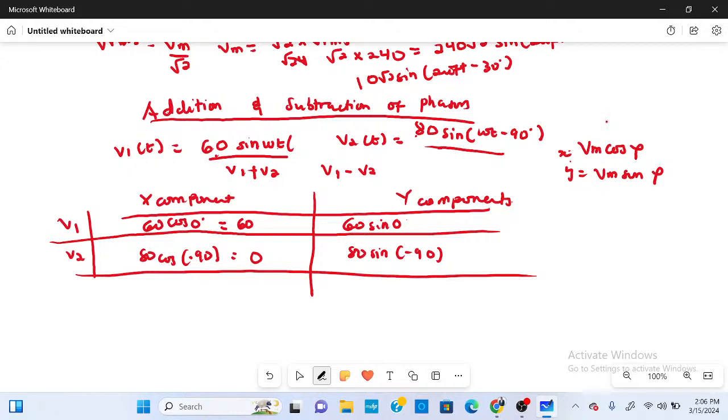So the total x component is 60. When you come here, sine 0 is 0, so everything here becomes 0. But sine 90 is 1, so I'll have negative 80 here. And you know, negative 80 plus 0 still gives us this. So at this point, this is what I'm getting here.